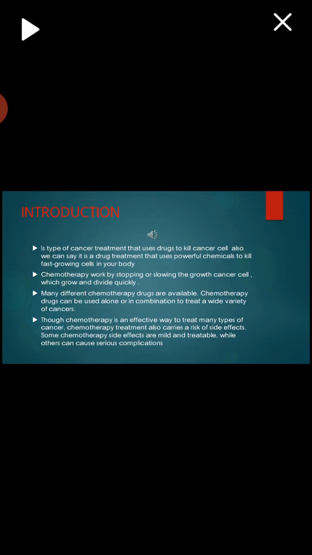Introduction. Chemotherapy is a type of cancer treatment that uses drugs to kill cancer cells. Also, we can say it is a drug treatment that uses powerful chemicals to kill fast-growing cells in your body. Chemotherapy works by stopping or slowing the growth of cancer cells, which grow and divide quickly. Many different chemotherapy drugs are available. Chemotherapy drugs can be used alone or in combination to treat a wide variety of cancers.